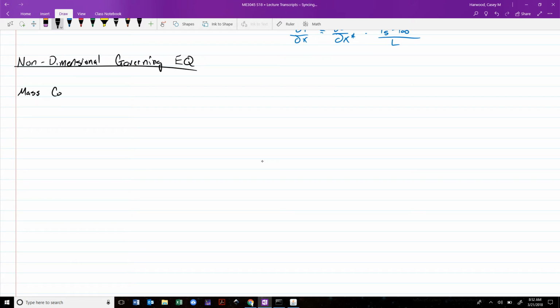So mass conservation first. We would write it as du star/dx star plus dv star/dy star is equal to 0. So this doesn't really look any different than our original version. It's just that now u, x, v, and y are dimensionless quantities, so they've been scaled.